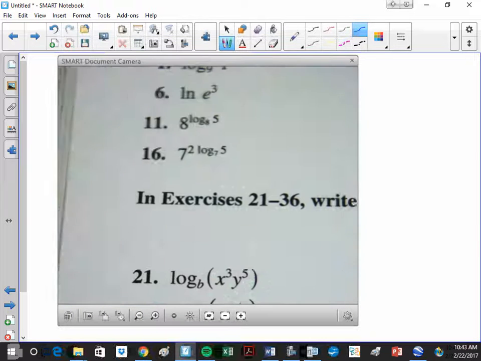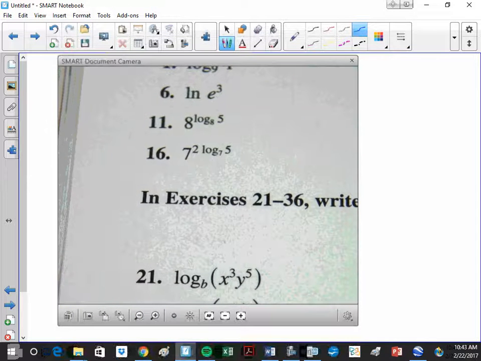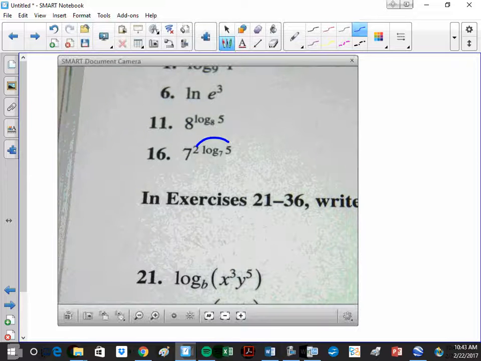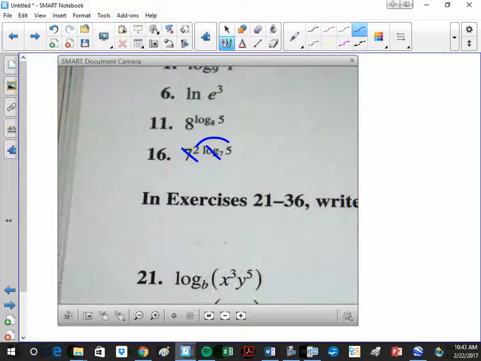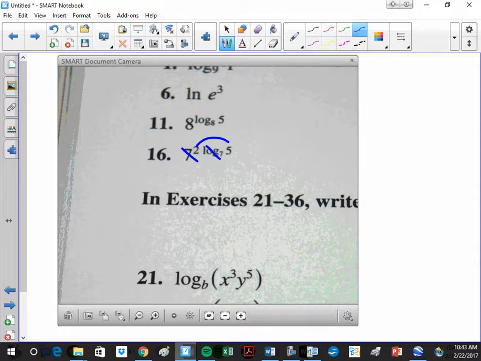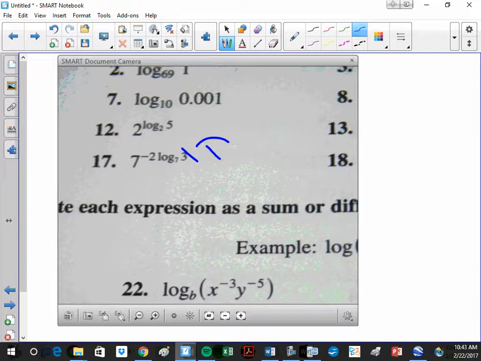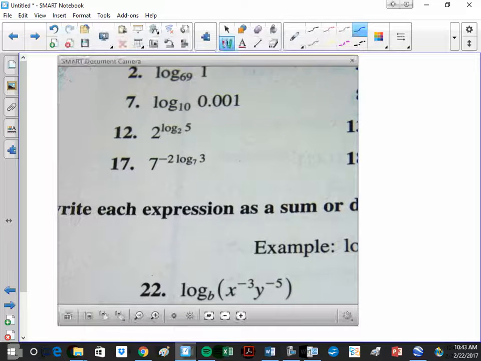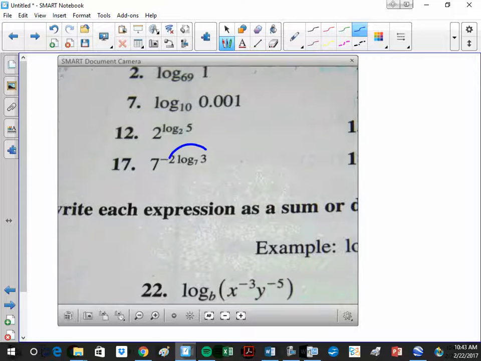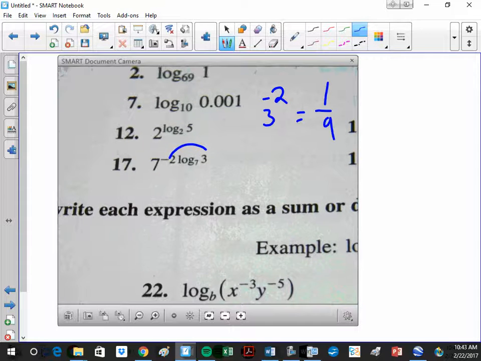Okay, number 16. So we're going to lift the 2 up, and we get 5 squared, and the 7th cancels, so the answer is 25. Number 17. 1 over 9. So the 2 comes up, and I get 3 to the negative 2, which is 1 over 9, and then the 7's cancel. The answer is 1/9.